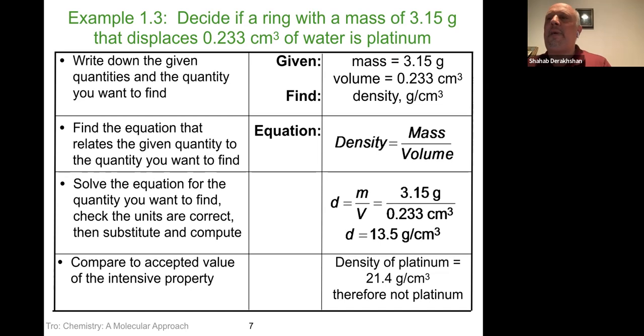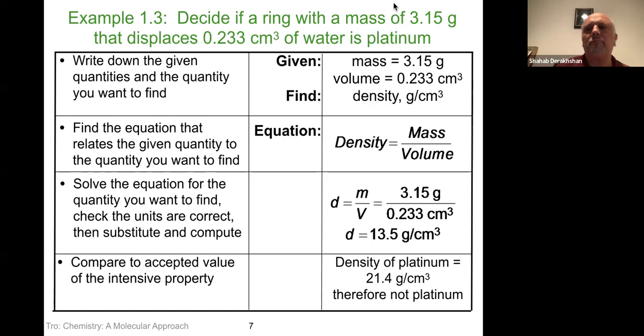So we have the mass in a given unit, you have the volume in a given unit, you get the density, which is 13.5 grams per cubic centimeter for this particular case. And you basically determine the density of this object.